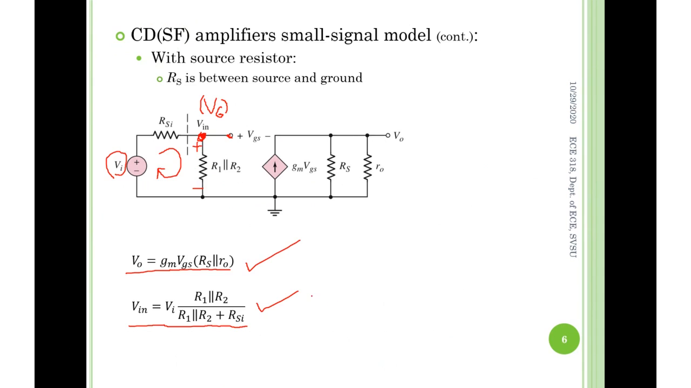Exactly. We need VGS. Well, not only VGS. By problem here, I mean we have two equations, but how many unknowns? Four unknowns, right? V0, Vin, Vi, and VGS. Two equations, four unknowns. What does it mean? What should we do?